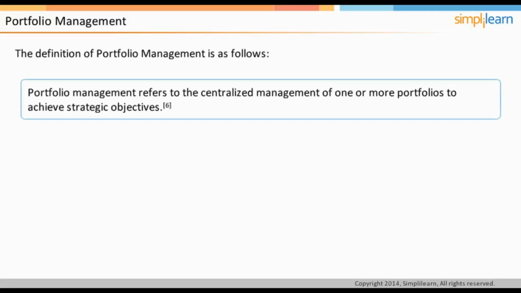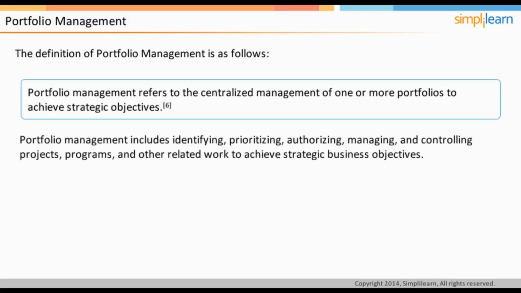Portfolio management is the centralized management of one or more portfolios. This includes identifying, prioritizing, authorizing, managing, and controlling projects, programs, and other related work to achieve strategic business objectives. Therefore, whether the company should have Japanese projects as portfolio or not is decided by portfolio management. In the next screen, let us understand the relationship between portfolios, programs, and projects.